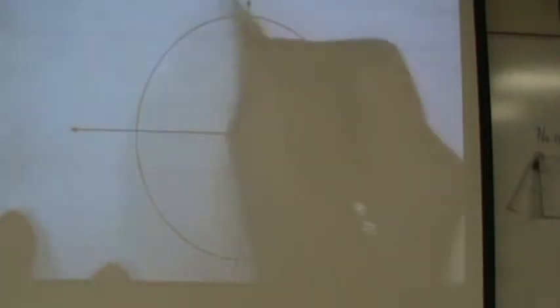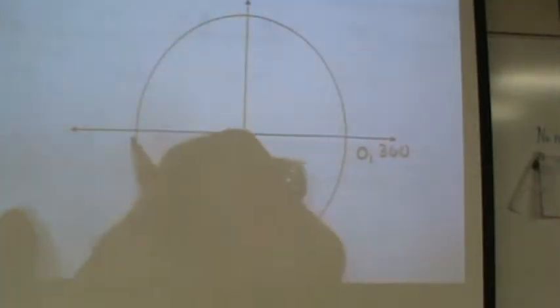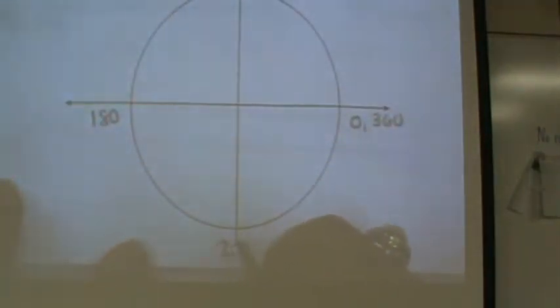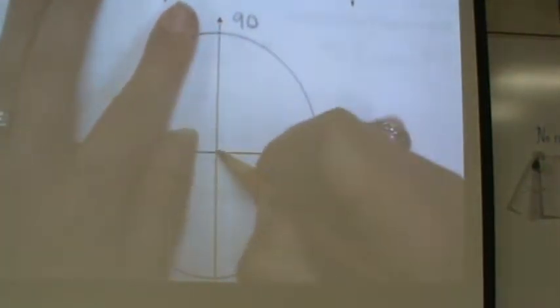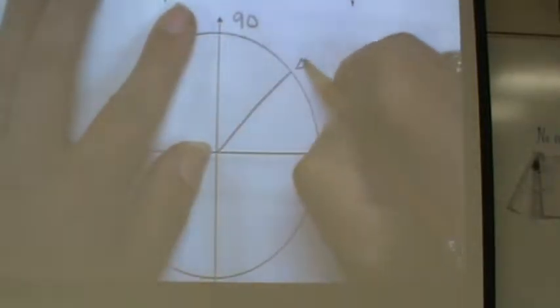So how many degrees are in a circle? 0 to 360. What is half of a circle? 180. What's half of 180? 90. So each of these is 90 degrees, 270, okay? So if this is 90 degrees right here, what's half of 90? 45. So each of these is 45, right?